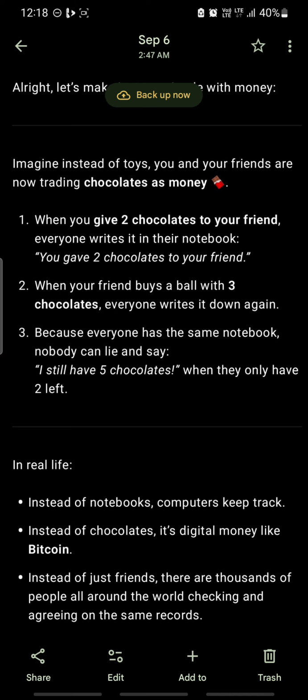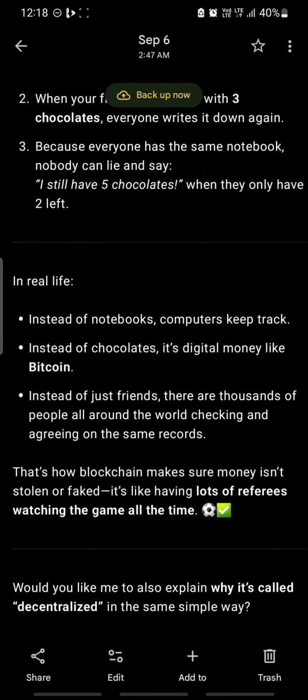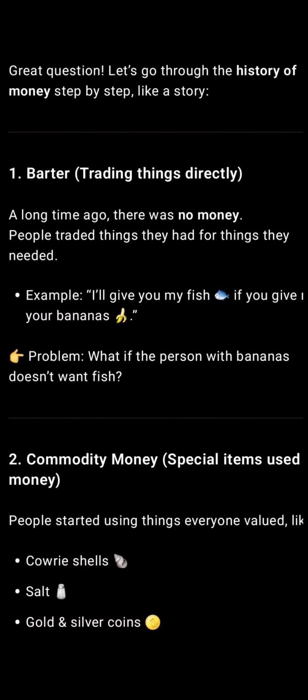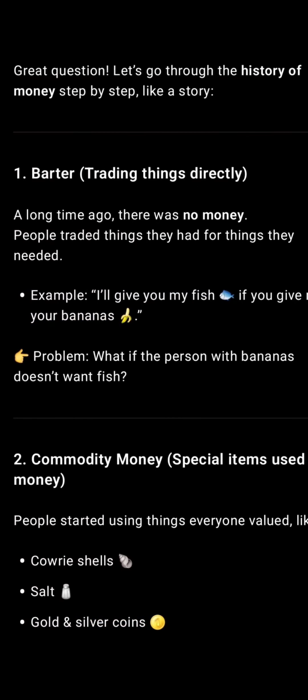The blockchain network is connected. By connection, everything is linked. Because everyone has the same notebook, nobody can lie and say, just like I said, transparency, I still have 5 chocolates when they only have 2 left. Everybody already knows. Now in real life, instead of notebooks, computers keep track. Instead of chocolate, it is digital money like Bitcoin. Instead of just friends, there are thousands of people. So I think this will be it for now.